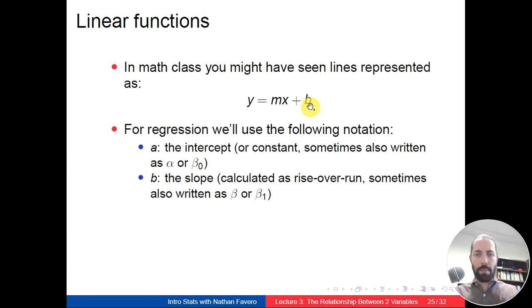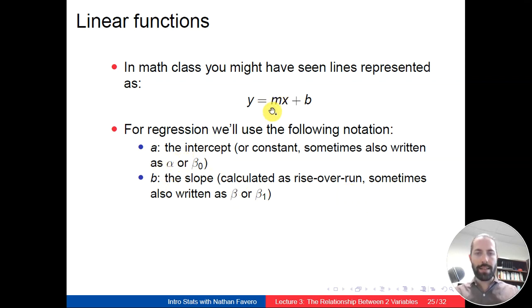And instead of using B to represent the intercept, it's more common that we're going to use an A, or maybe even a capital A, not shown here on the slide, but that's what some textbooks use, or an alpha or a beta zero, right? So as I note here in parentheses, unfortunately, not everyone uses the exact same notation, right? So there's multiple possibilities. And if you look at different textbooks, they'll probably use different notation. But this is some of the common notation.